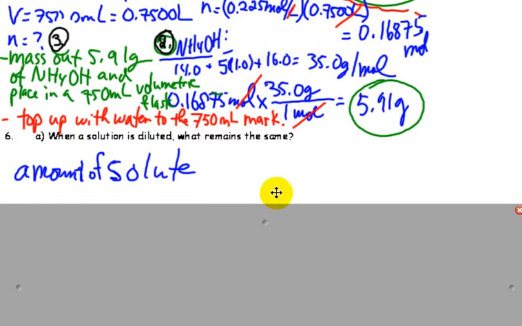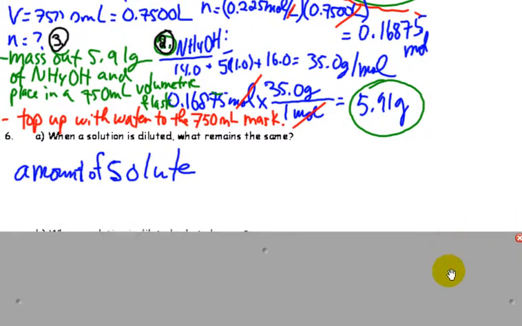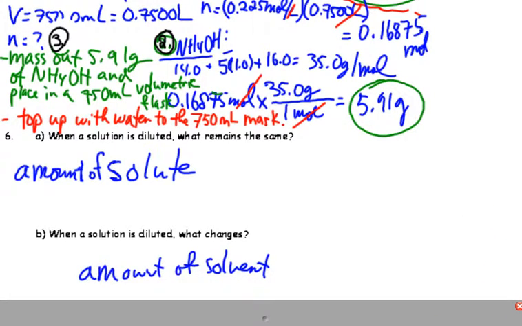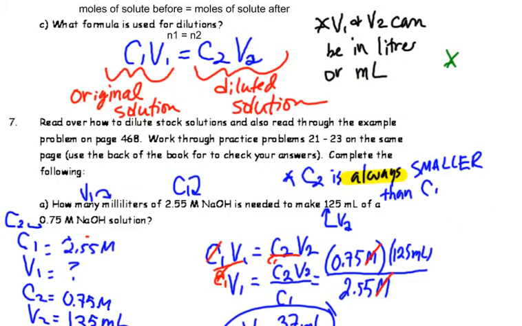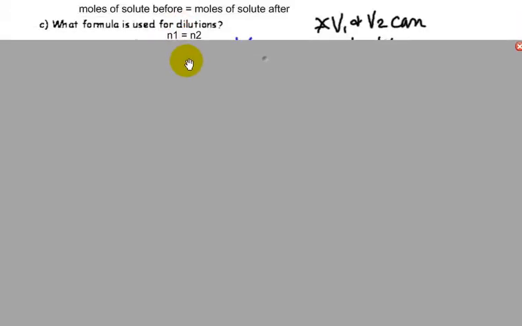Now, when you dilute something, whether it's like an iced tea drink or something like that, you still have the same amount of solute after you dilute, but it's the amount of solvent that changes. Okay, so you always have the same amount of solute, different solvent though. So that kind of helps us figure out what the relationship is here between a regular solution and what it is after you dilute it.